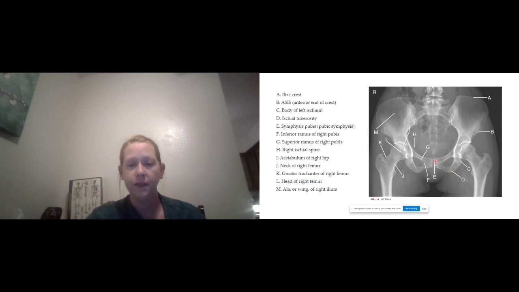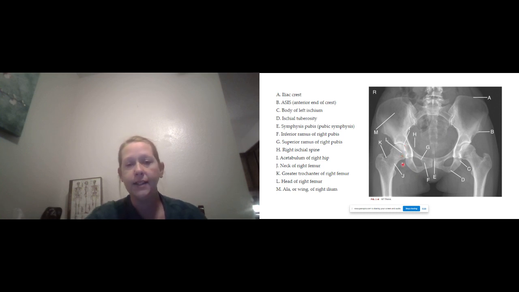E is your pubic symphysis. F is the inferior ramus of the right pubis. So above it is going to be the superior ramus of the right pubis. Now we're going to go over the parts of the pelvis in another mini, so I'm just going over this real quick.